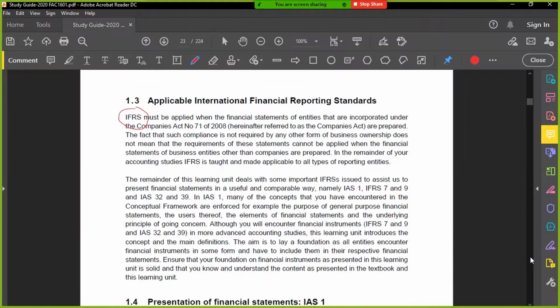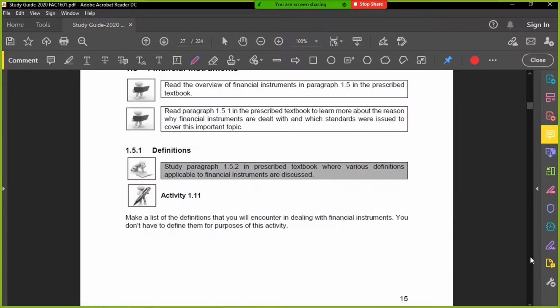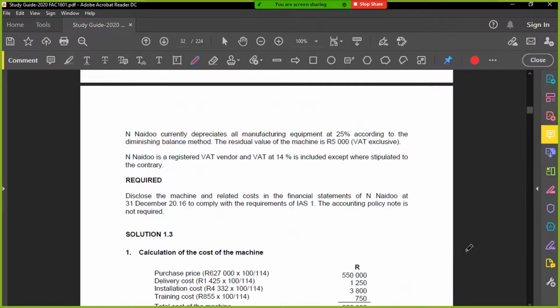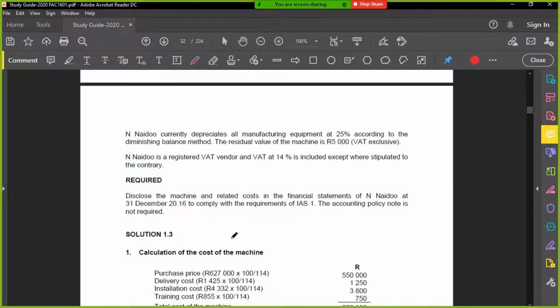Ooh, I lost my spot now. Okay, we're coming back to it. Here it is. All right, what else do you see here? Required: disclose the machine and related costs in the financial statements. Right, this is a layout question. It's a disclosure question. Do you agree? Yes.